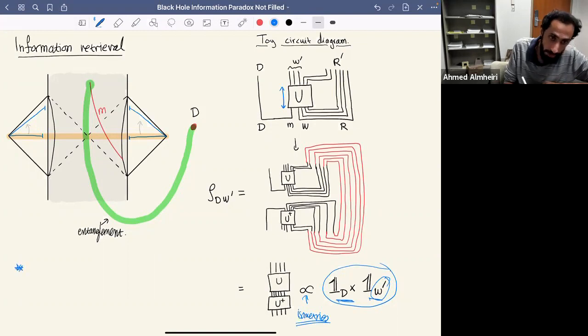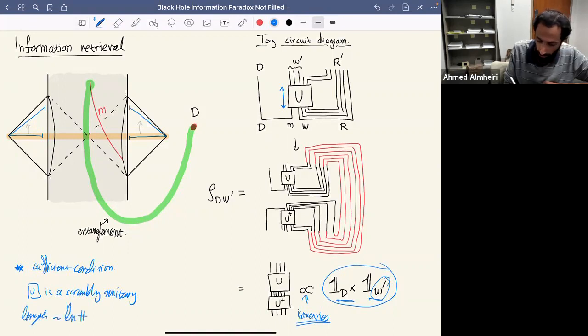And a sufficient condition for something like this is for this unitary U to be a scrambling unitary. A scrambling unitary is a quantum circuit with length roughly log of the number of qubits, or the number of degrees of freedom, or the dimension of the input legs, where at every time step there's a random collection of k-local unitary transformations coupling k, or let's say 2, of the qubits at a time.